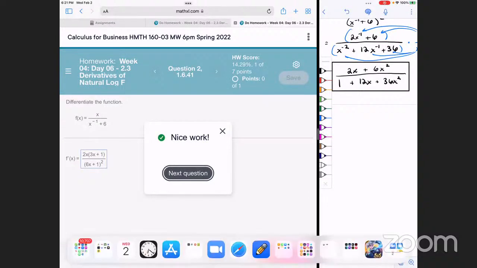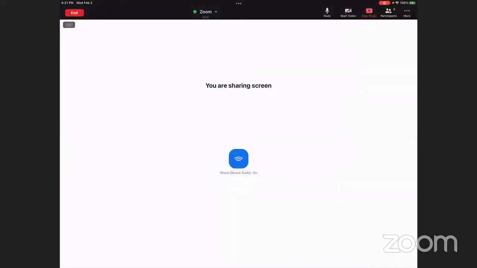Let me just check Zoom really quickly to see if we have any stragglers. It doesn't look like anybody's in the waiting room, and I think the chat is clear. Let's go on to the next one.